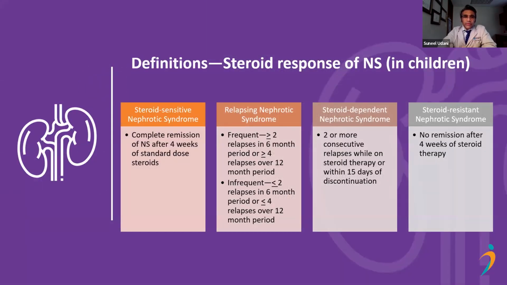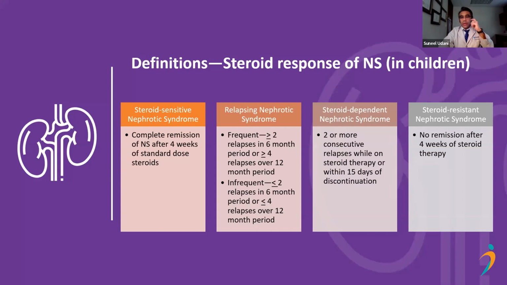Now again, just to go through definitions and make sure we're all on the same page, one interesting aspect of the definition of nephrotic syndrome is the idea of defining it based on steroid response. And this has mostly been done in children, but I do think it's actually fairly instructive in terms of helping see that there are different conditions that are being categorized in the same way.